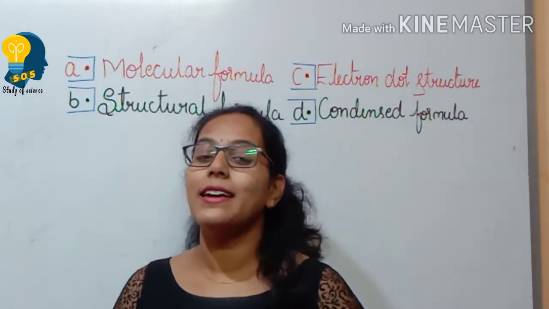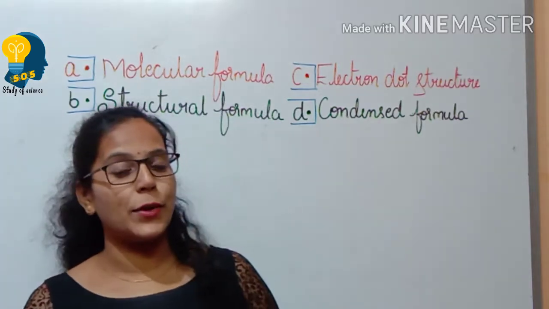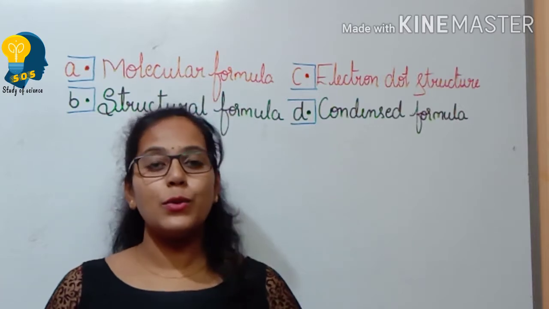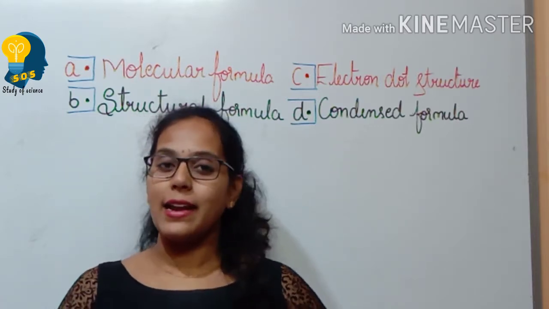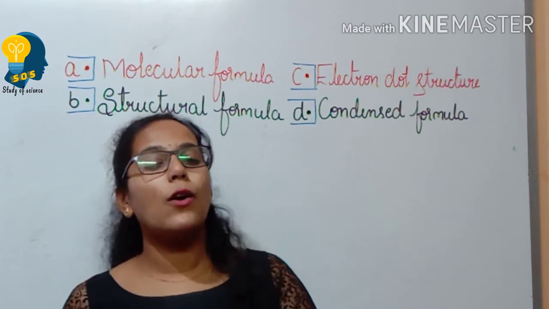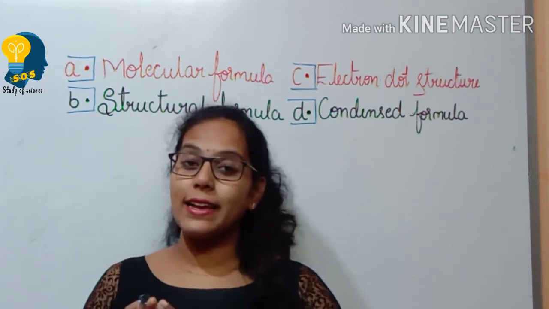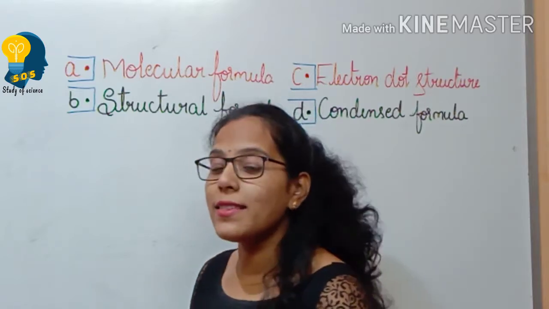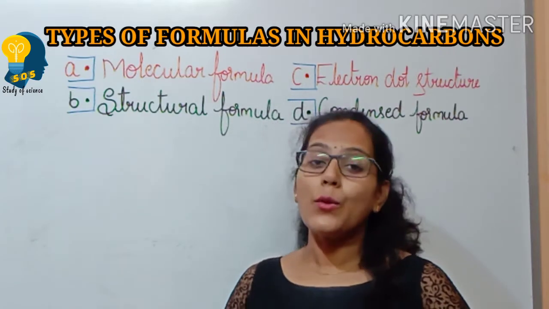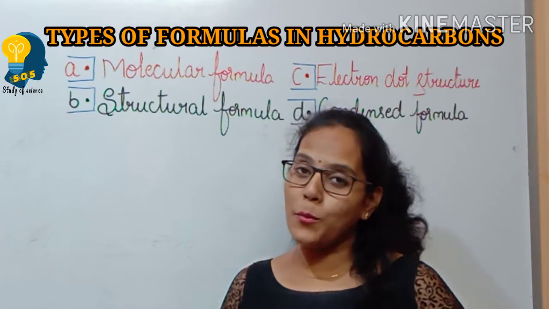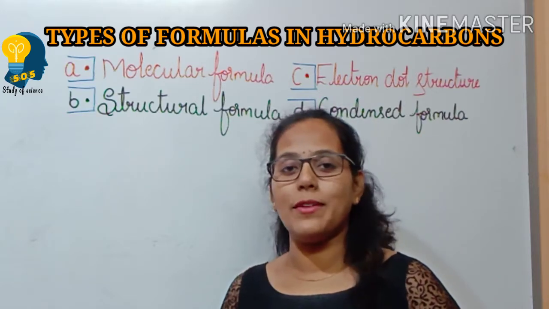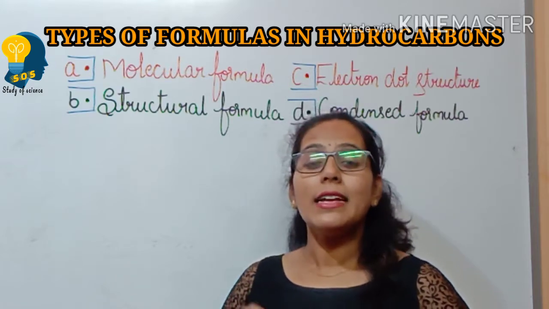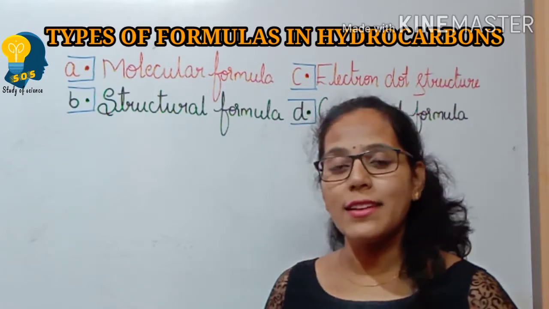Our discussion began by understanding the types of hydrocarbons and their classifications as well. We have understood aliphatic hydrocarbons and their subcategories, and we also have understood cyclic hydrocarbons and their categories as well. Right? So in this session, let us focus on the various types of formulas in hydrocarbons. We have found various types of formulas under hydrocarbons. That is what we are going to understand in this session.